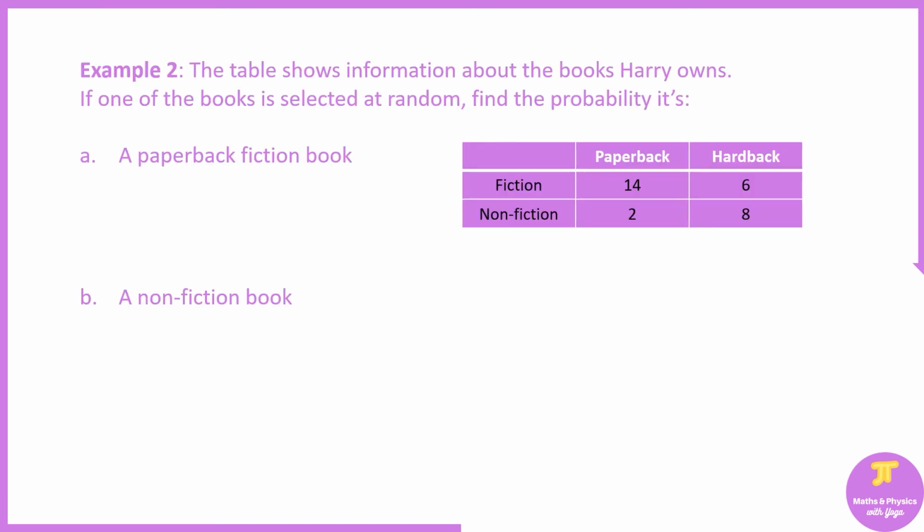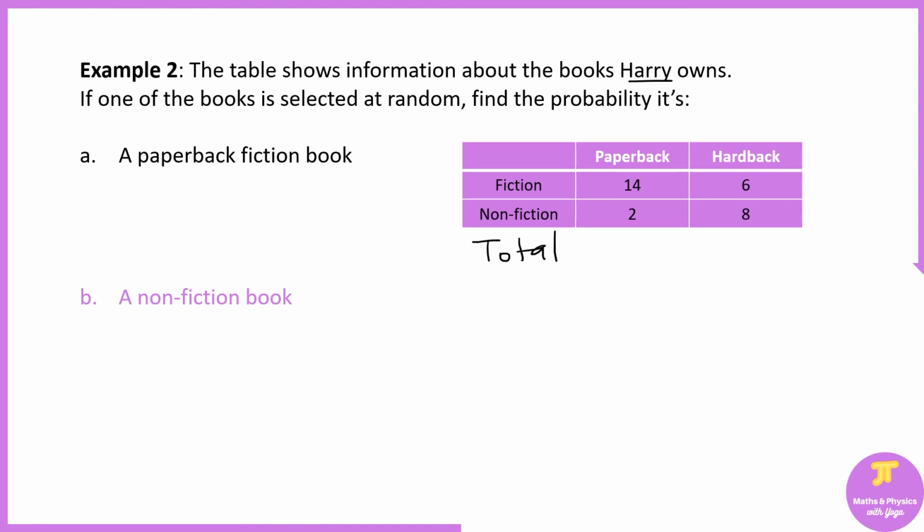Let's look at another example. The table shows information about the books Harry owns. If one of the books is selected at random, find the probability it is a paperback fiction book. If you look at this one, let's find the total. How many paperback books he got? 14 plus 2 is 16. How many hardback he got? 6 plus 8 is 14.